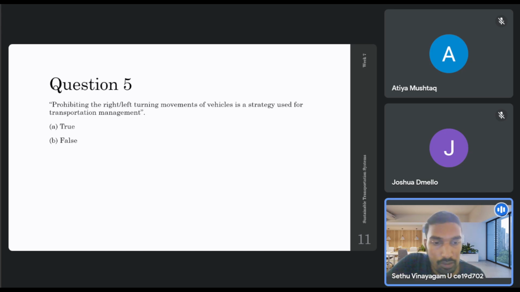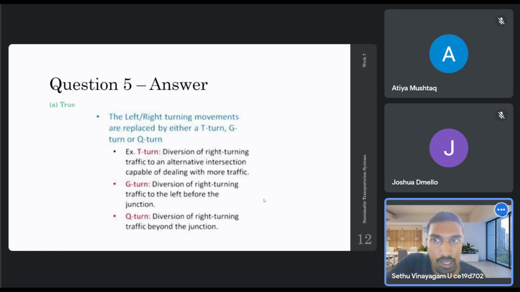Okay, so the right option is option A, that the given statement is true, right? So among the different strategies, prohibiting the turning movements is also one of the strategies that could be employed, as part of the transportation system management. So how will that help in mitigating the congestion? So what happens at the intersection? You'll have generally requirements of people. Some people will want to go through the intersection straight, and some people want to turn left, some people want to turn right, right?